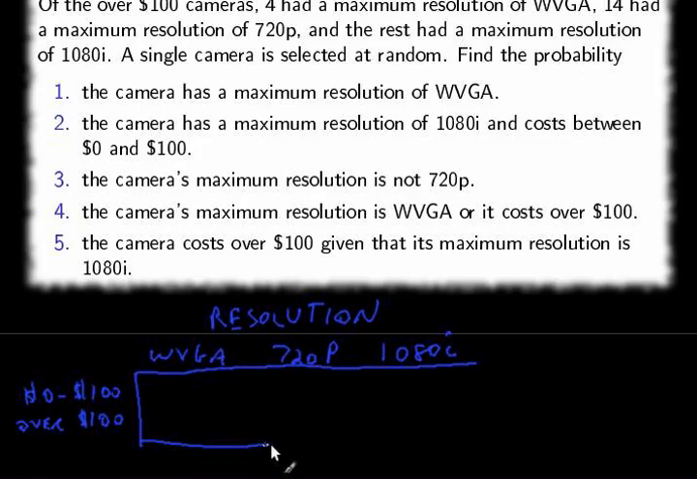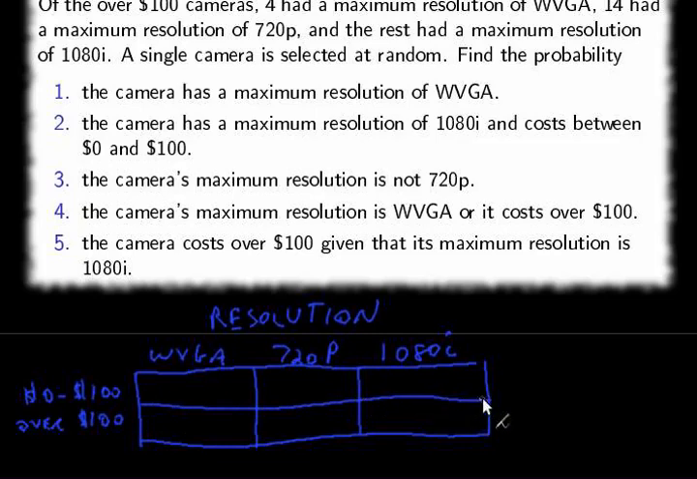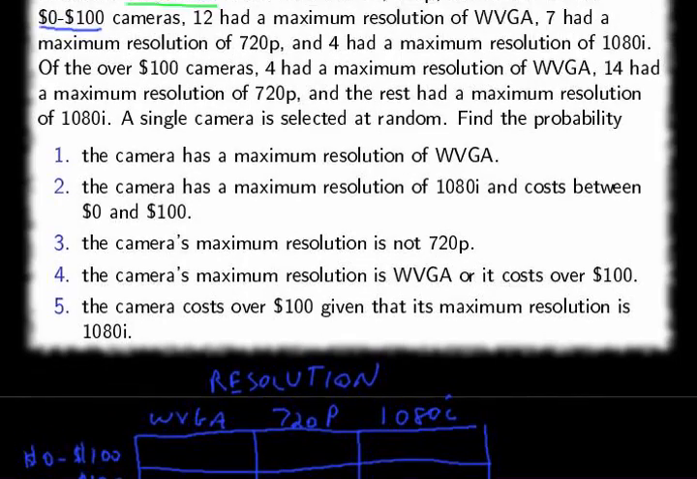And there are a total of 50 cameras. So that's the first number I'll put in the table. And that's the total number of cameras, so the total of the totals. And that belongs down here in the bottom right hand corner. So that's 50. And now we'll go back up and get some more numbers.